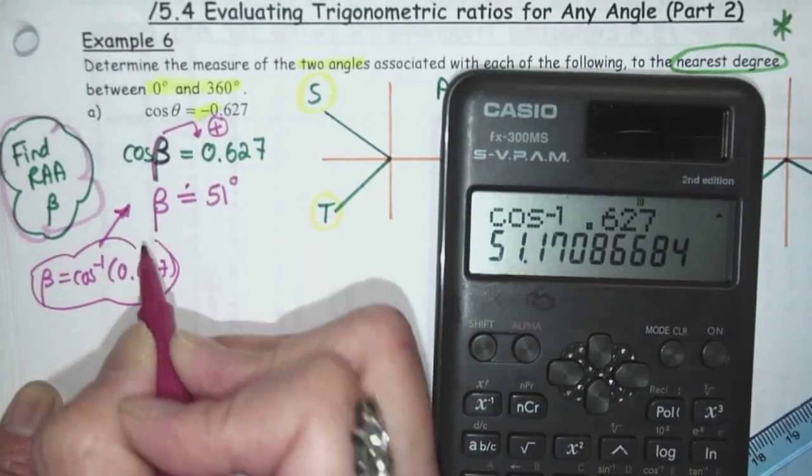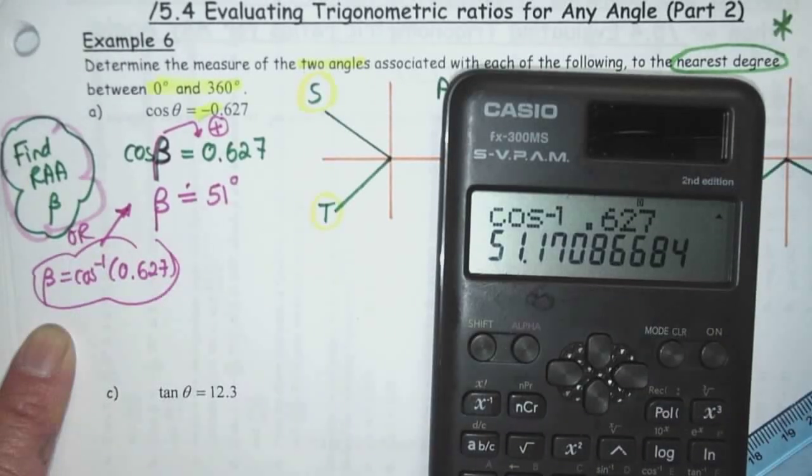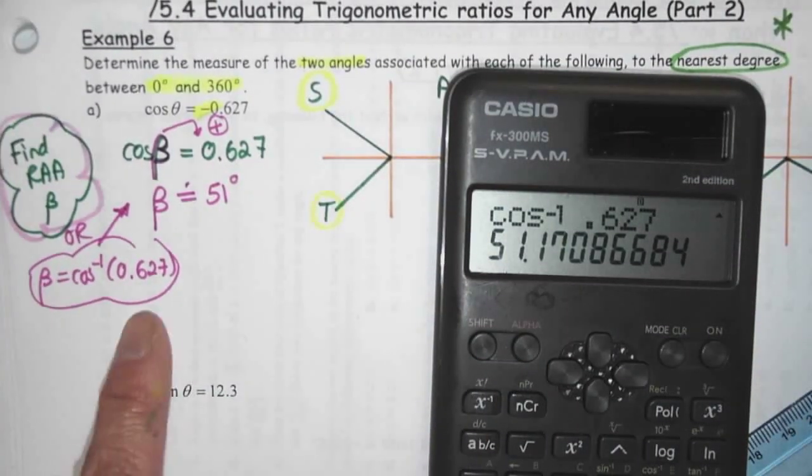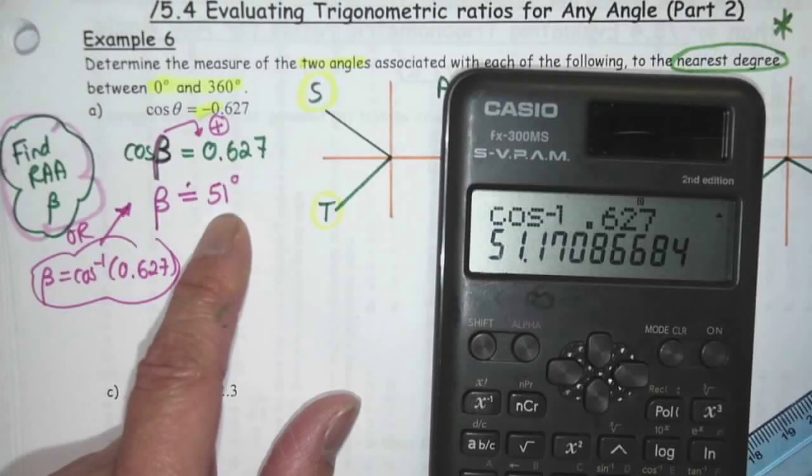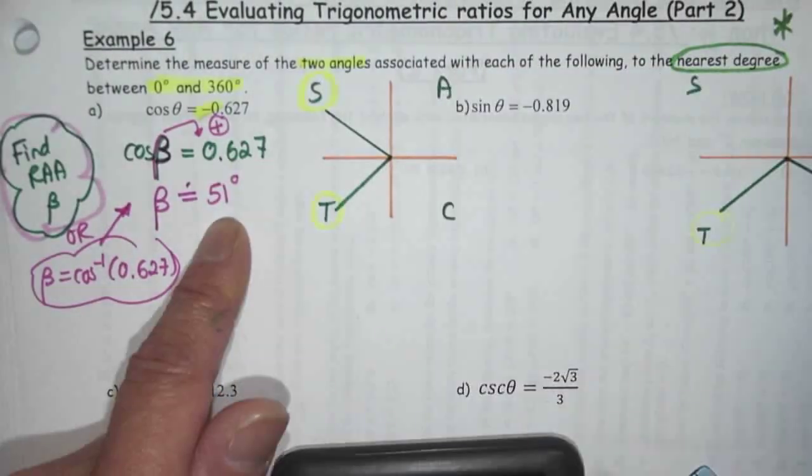Yeah, so that one, or. So I'll put or. Yep, either way. You're showing me what beta is. So beta is the inverse. There you got 51. Good.